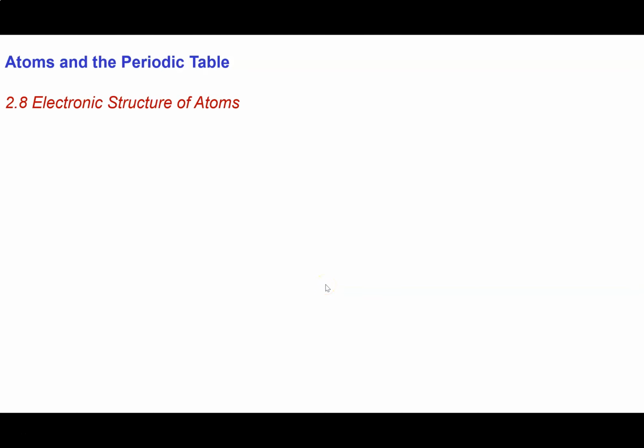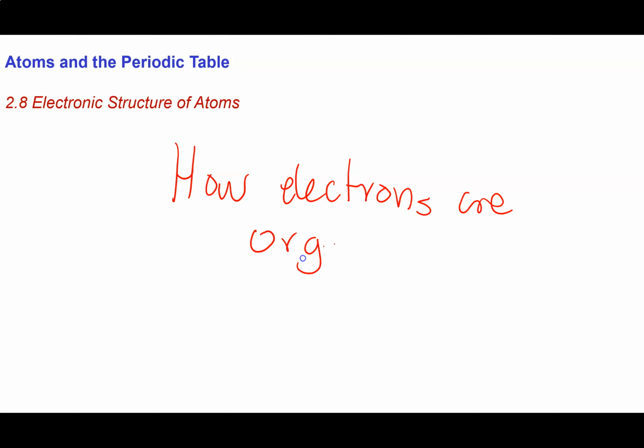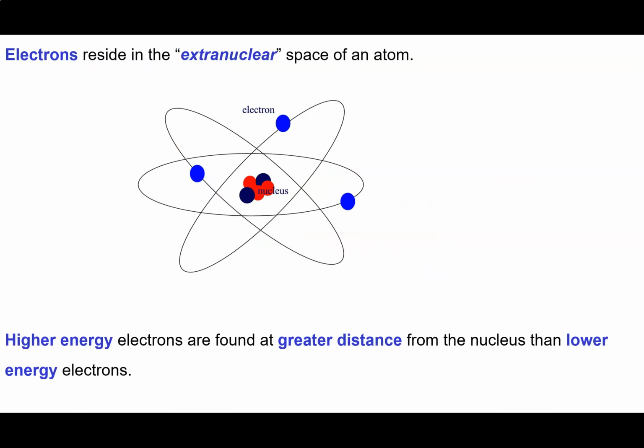Chemists will often talk about the electronic structure of an atom or molecule. And by electronic structure, what we mean is how electrons are organized. And the reason why this is so important to us is because it is through electrons that atoms interact with one another.